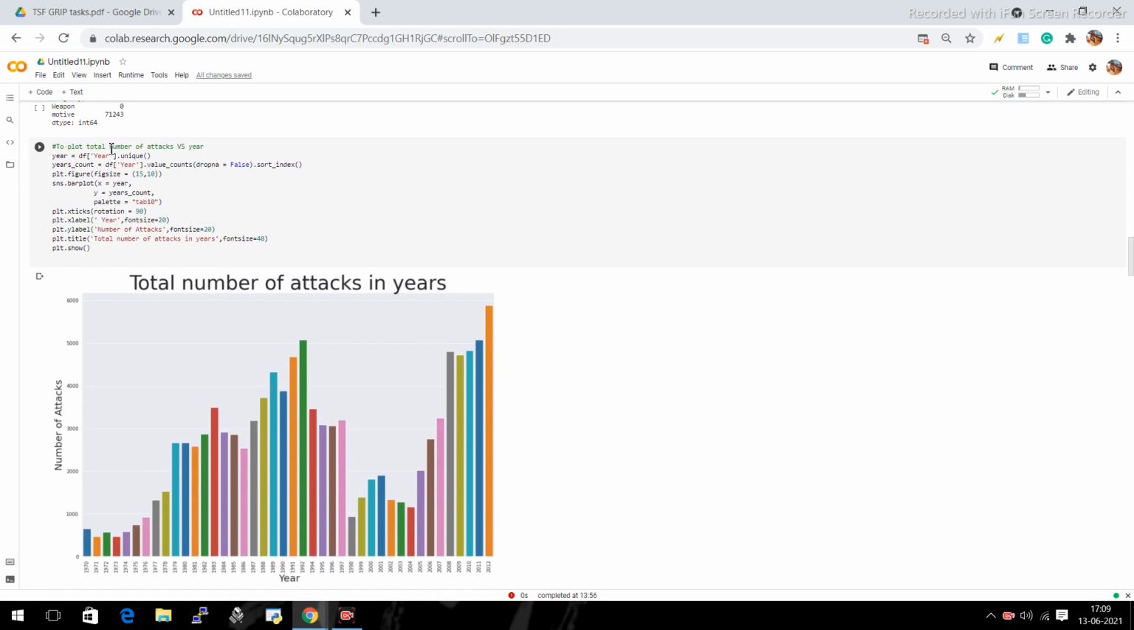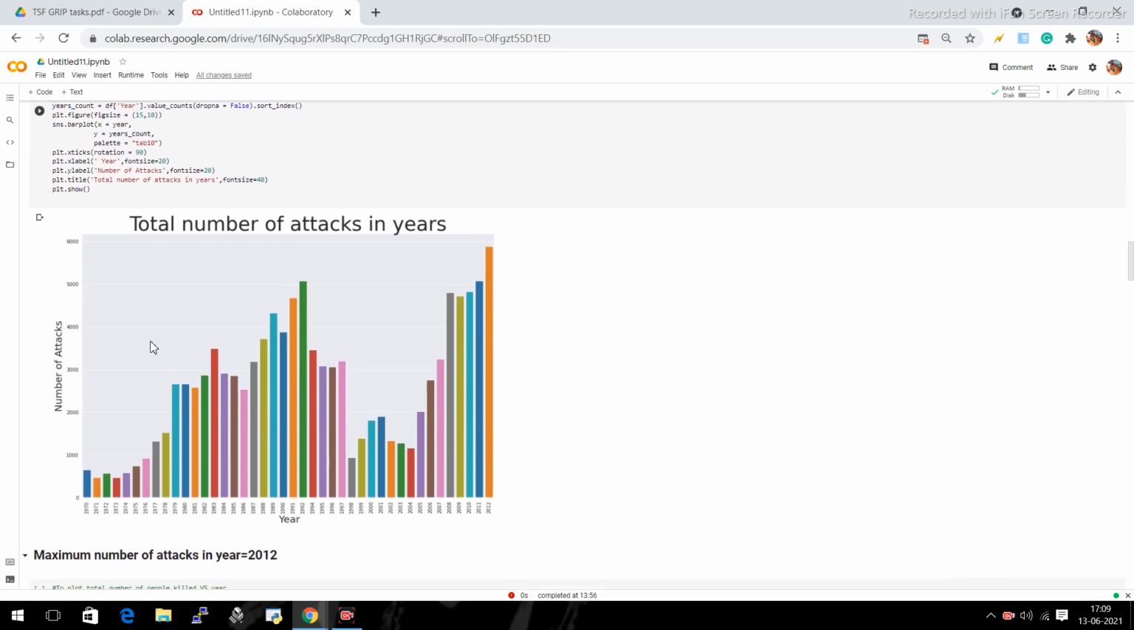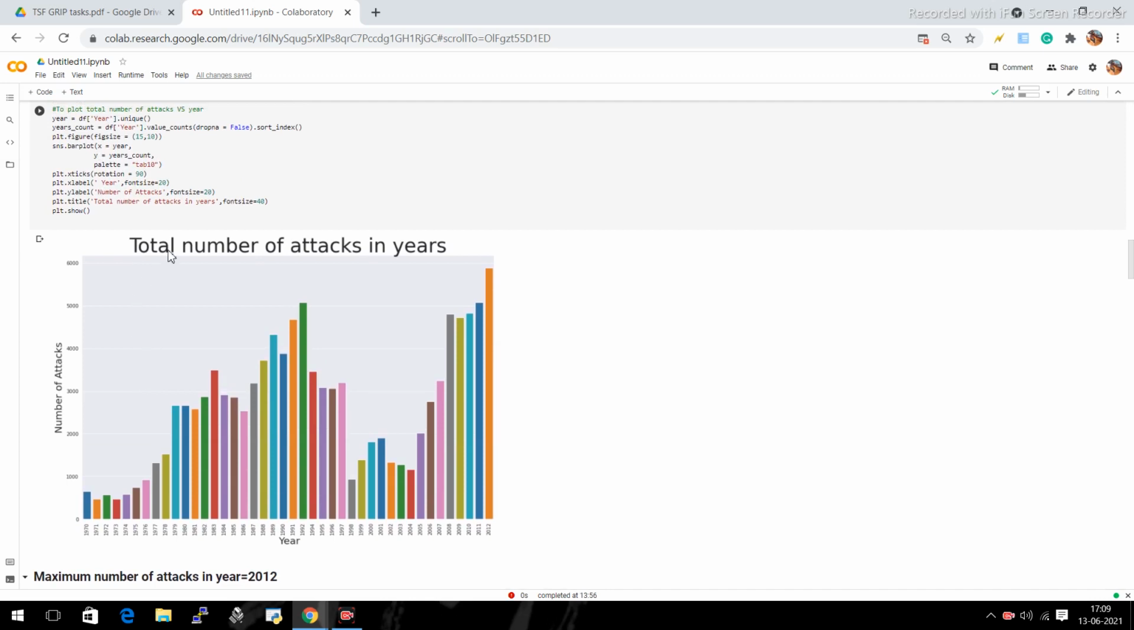Now to plot the graph between the total number of attacks versus year, we have used this piece of code. Now we have used the unique values of year. From this graph we can easily predict that in the year 2012 the maximum number of attacks happened.